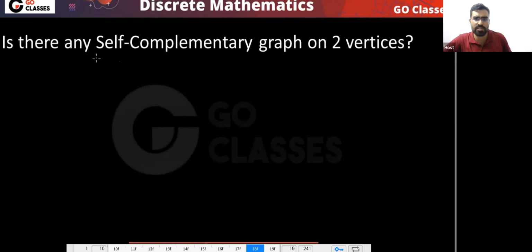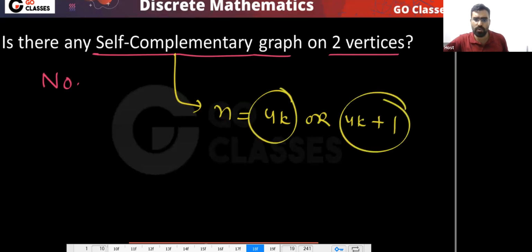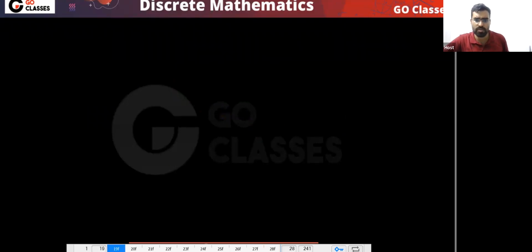What is the answer for this question? Is there any self-complementary graph on 2 vertices? The answer is again no. Because remember, if you have a self-complementary graph, then the number of vertices should be equal to 4k or 4k plus 1. So this answer is also okay.